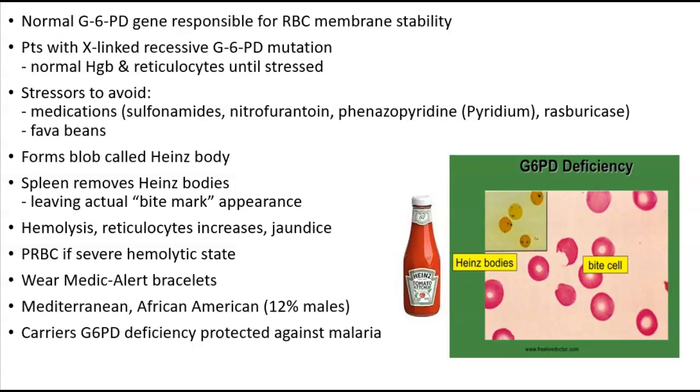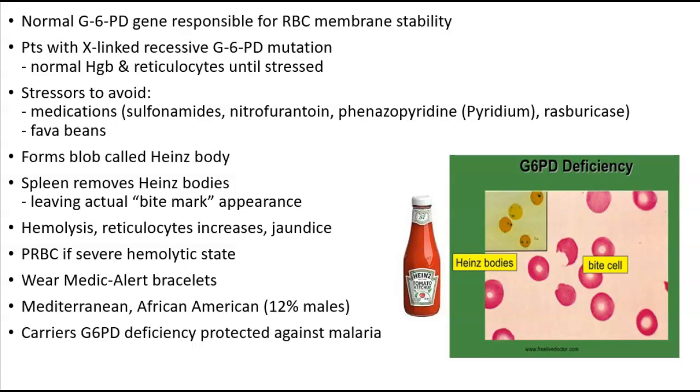No. What I mean is it's usually something dietary, so chemical stressors, medications. So the list is there: sulfonamides, nitrofurantoin, which you may know as Macrobid, Pyridium, rasburicase, and then fava beans. So basically, if you looked at the peripheral smear, you would see those, looks like little Pac-Mans, right? Basically, the spleen takes a bite out of them, right? Because it takes little Heinz bodies out and bites them.